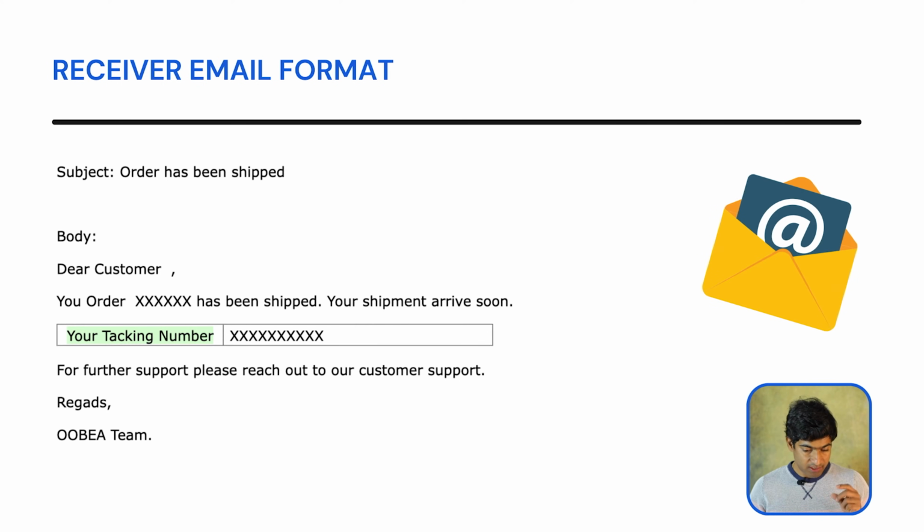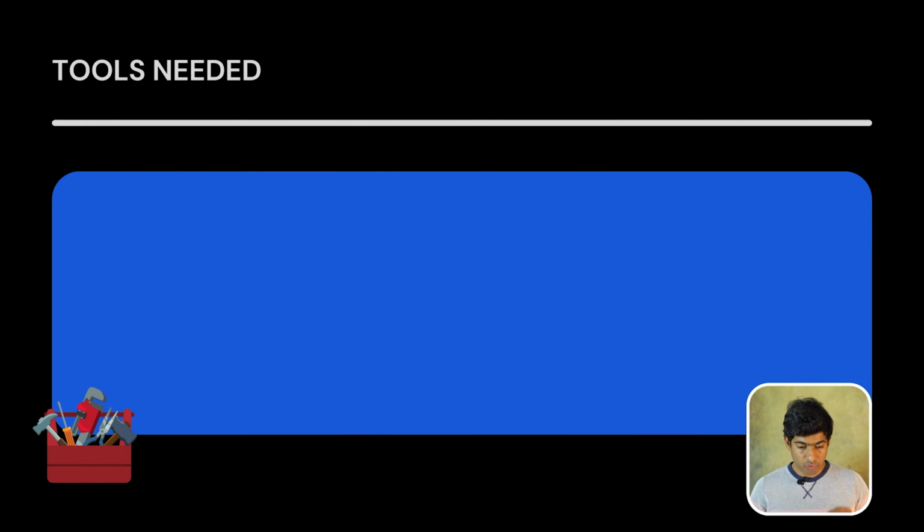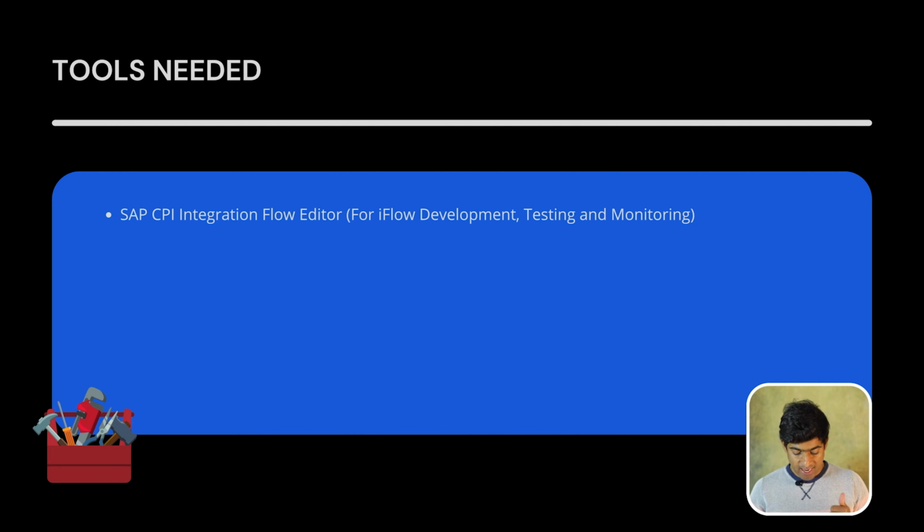In the next slide, I will show you the expected email format for the customers. If you can see, this is the email format the customers are expecting. It should have a subject, it should have the customer name and order number, and finally it should have the order tracking number.